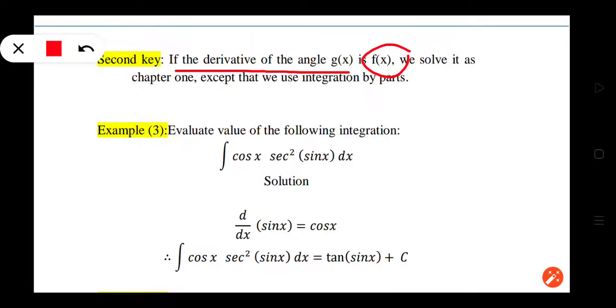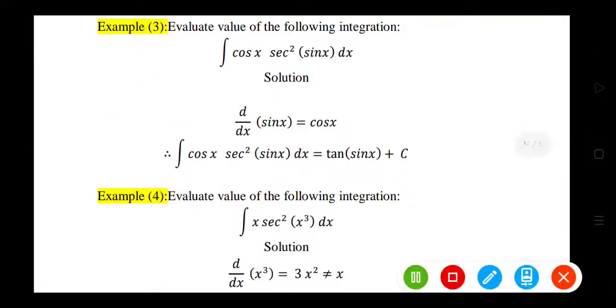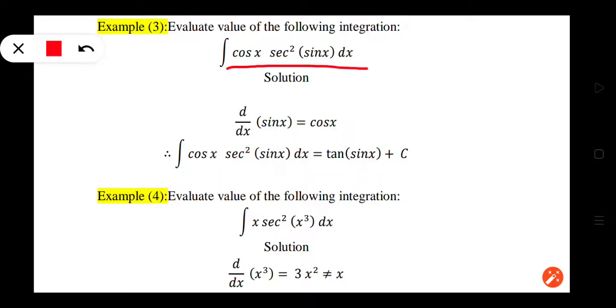We use chapter 1 to solve it as direct integration, as integration of sine equals negative cosine and integration of cosine equals sine, except that we use integration by parts. For example, integration cosine x sec squared sine x. The angle is sine x, and d by dx for sine x is cosine x. So it's direct integration. Integration of sec squared is tan x plus constant.